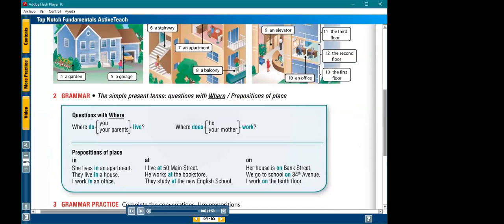Prepositions of place. And students, in this case, let's start with the questions. Tenemos que empezar primero con nuestras preguntas. The questions. Wait a moment. A ver, veamos un momento.